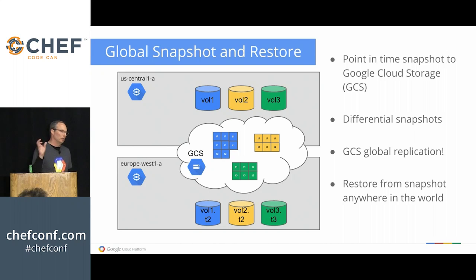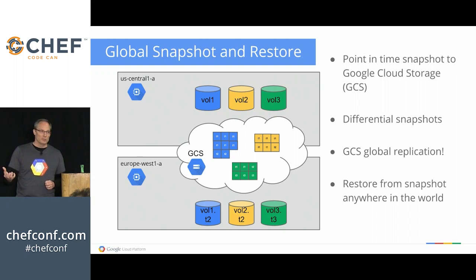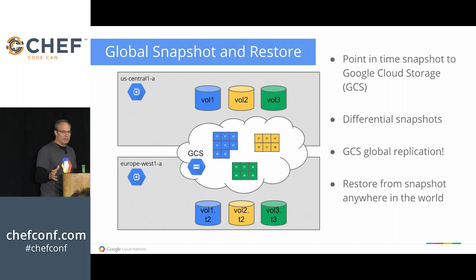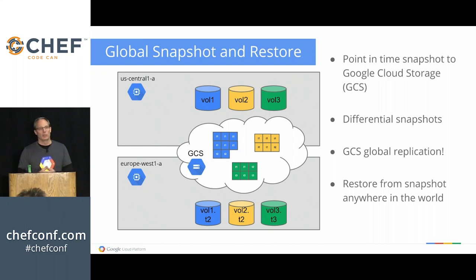You could then go over into the Europe zone or the region and create additional persistent disks based off of those snapshots, and then bring up instances using those persistent disks. That way you've basically mirrored your setup and didn't really have to worry about doing any sort of data migration or replication.